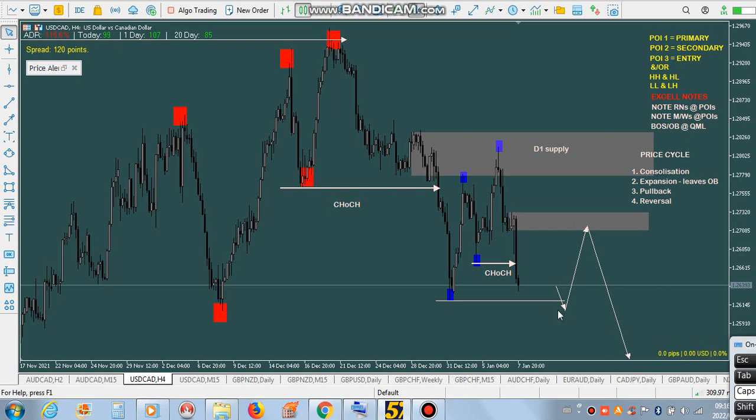So it's most likely, of course, we don't have control over price. It can just drop and go. It can come back up here and blow through this area. That is why we always want to have confirmations.